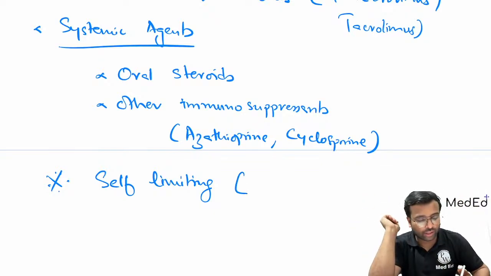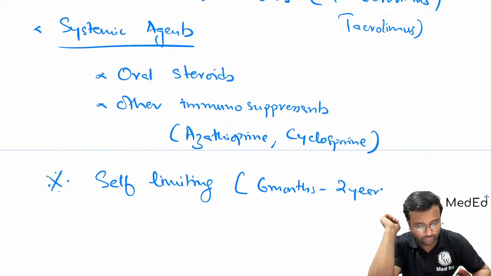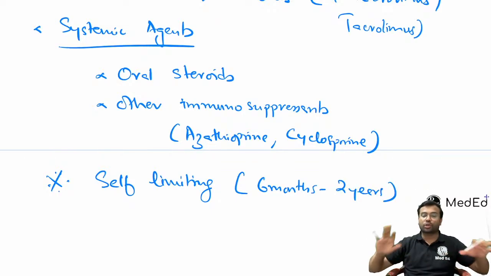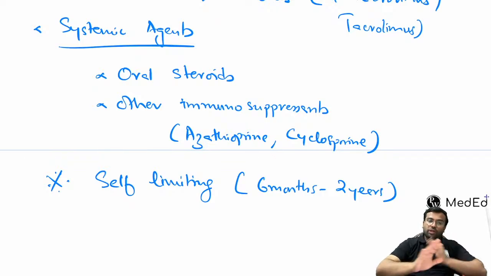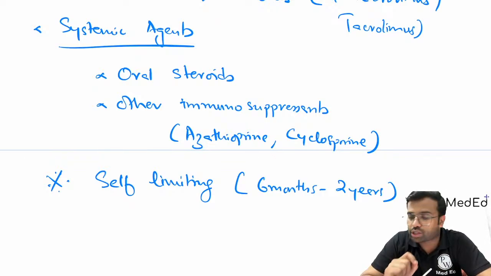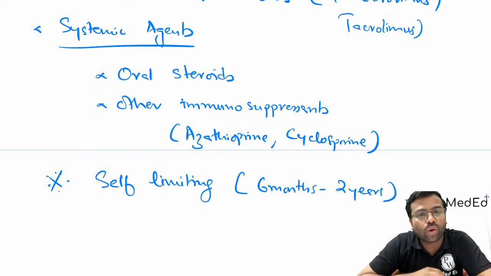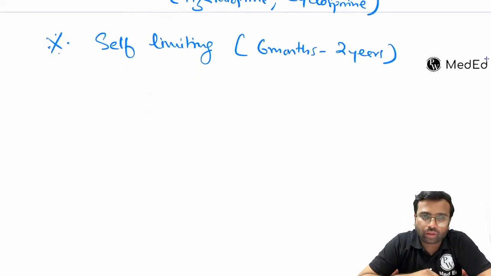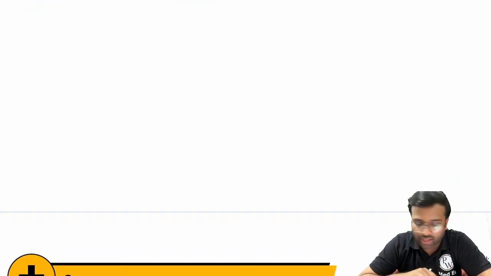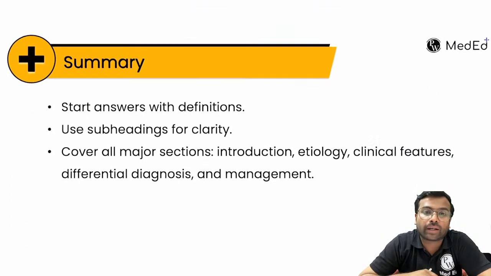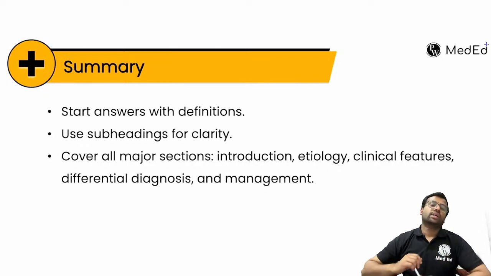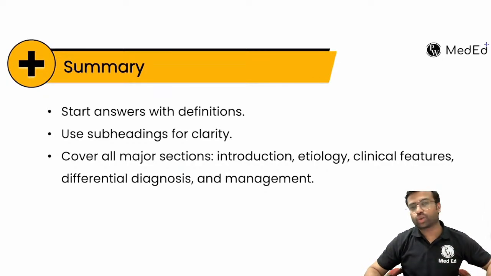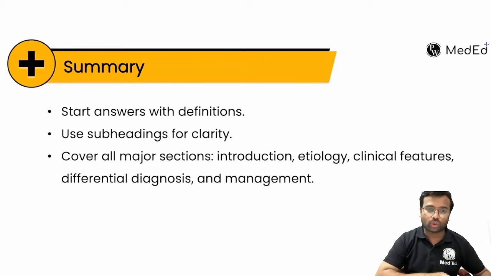The self-limiting course usually takes somewhere around 6 months to 2 years for complete resolution of the symptoms. So that is how we manage a case of lichen planus. That is all of it regarding the important topics in dermatology. What we have done in the last two lectures is that whenever we are learning about anything in dermatology, we are always going through the introduction part.